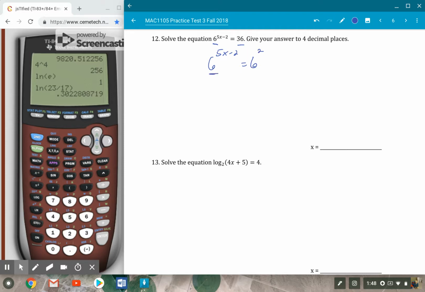So now both of these are 6's, so it's like I can ignore those. If I can make these exponents equal, then I can solve the equation. So it's really 5x minus 2 is equal to 2. I can add 2 to both sides. So 5x is equal to 4. I can divide both sides by 5, and x is equal to 4/5.